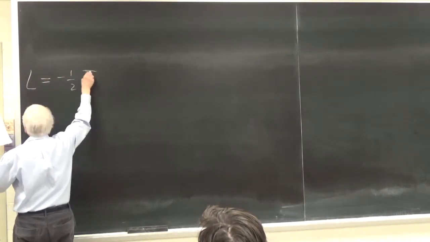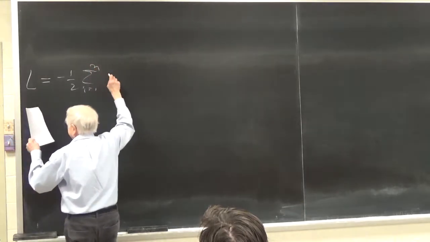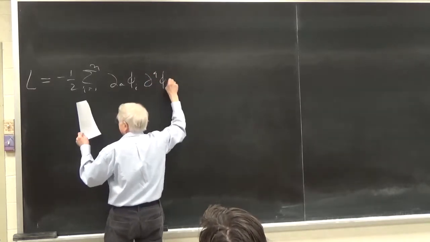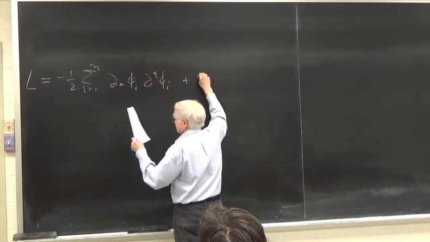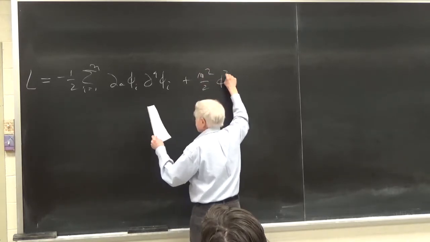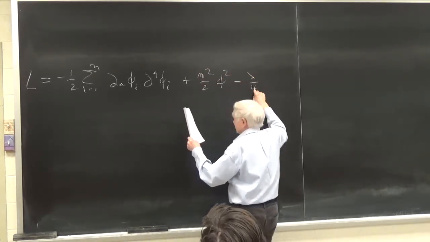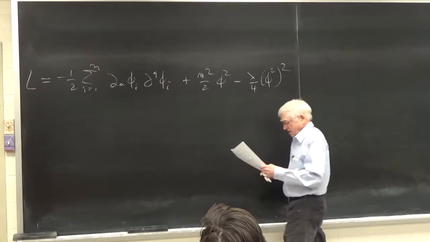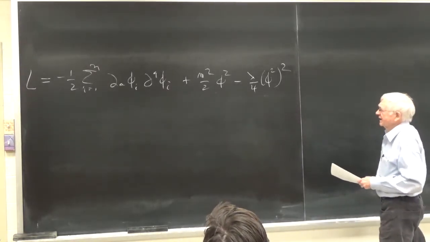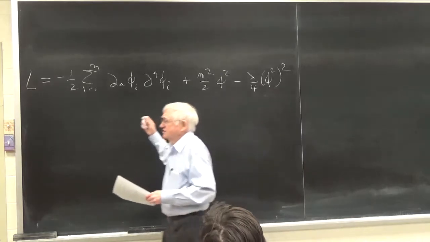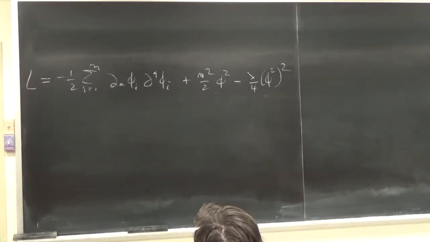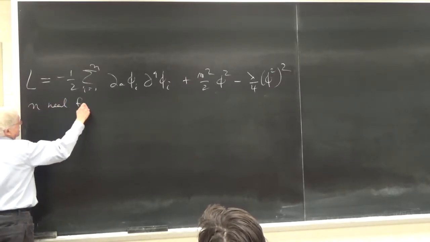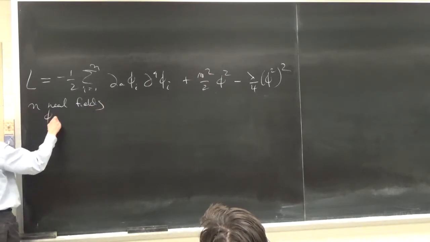Then what we'll have is minus a half sum i equals 1 to n d_A phi_i d_A phi_i, and then we have m squared over 2 phi squared minus lambda over 4 phi squared squared. So the numbers are a little bit different, and that's because whereas over here we have one complex field, here we have n real scalar fields, phi_i.